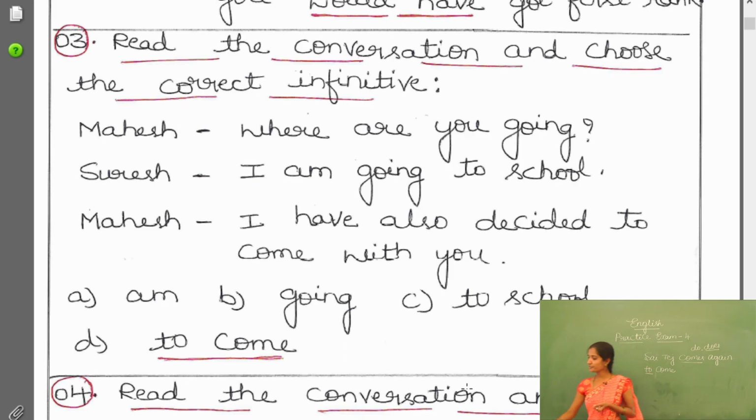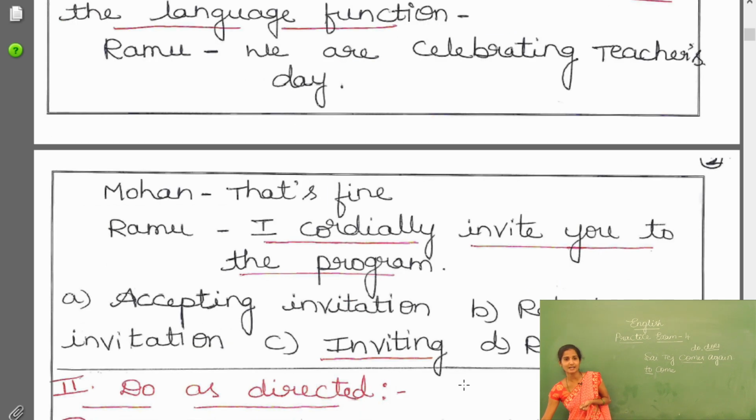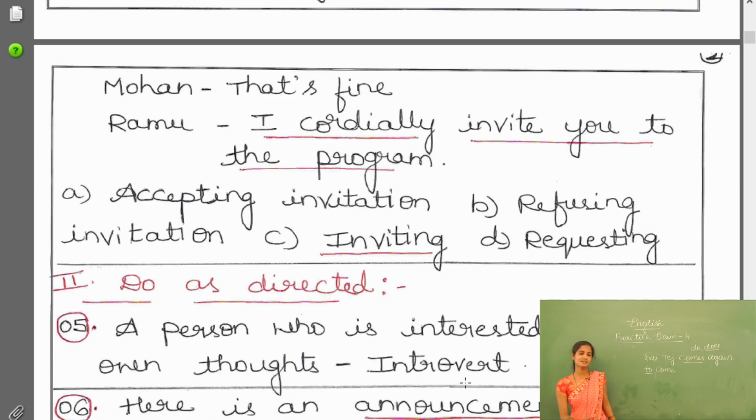Is that clear? And the fourth question is, read the conversation and choose the language function of the underlined sentence. The underlined sentence here is, I cordially invite you to the program. So observe the statement there and identify the language function of that underlined sentence. What is that sentence doing? It is inviting you. Then the answer is C, inviting.